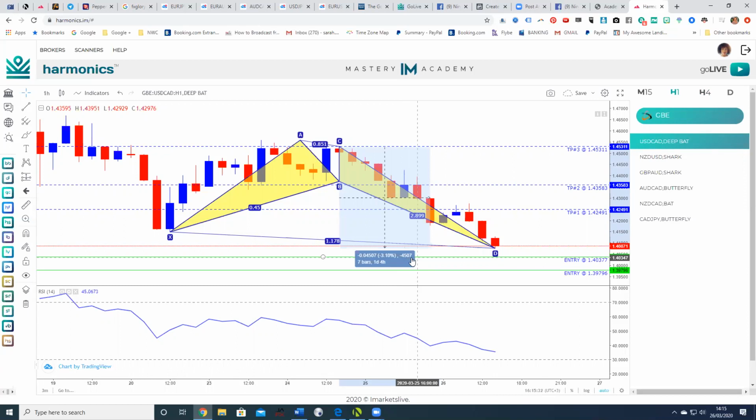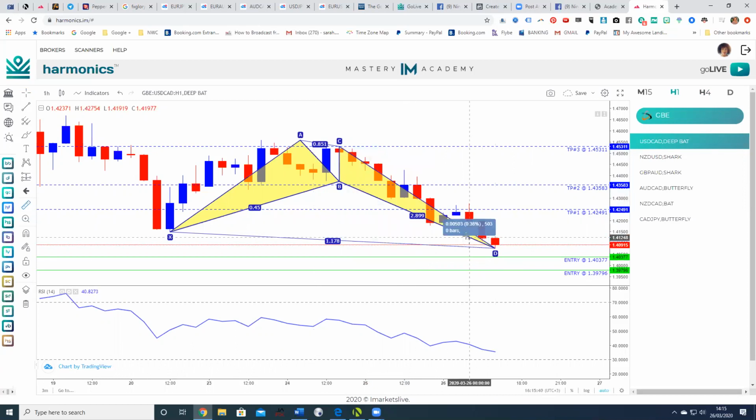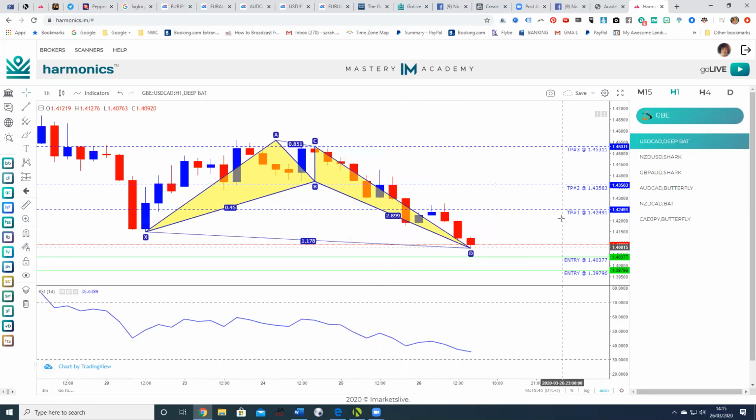So we're going to draw this one. And I just want to check how much it's moved off the D point, because normally I'll wait for it to go 20 pips, and it has. It's gone 53. Now you can take the trade idea.